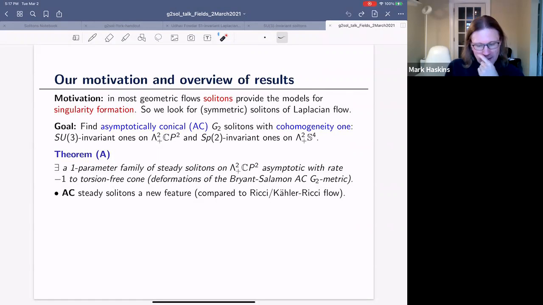So I find this interesting in that steady solitons in Ricci flow and Kähler-Ricci flow have been fairly well studied. And for instance, in Ricci flow, there's the Bryant steady soliton that's O(n)-invariant. And a lot is now known about this thanks to work of Brendle and others. But that has a kind of paraboloid geometry at infinity. So it certainly doesn't have this maximal volume growth.